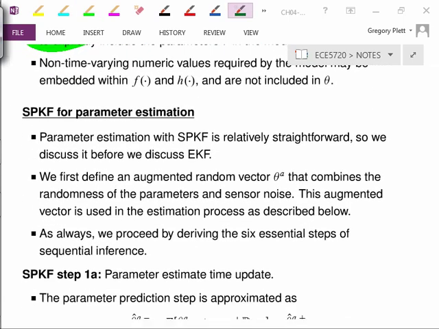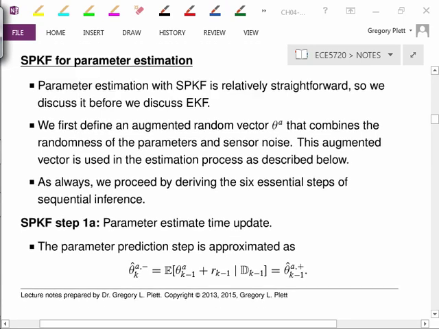Here we look at SPKF. Remember SPKF, I define sigma points, a set of vectors rather, where each vector is by itself kind of like a possible random outcome of your quantity that you're modeling, but together as a set, they describe overall the randomness of whatever you're modeling. So the mean of this set is the expected value of the random variable, and the covariance of this set is the covariance of the random variable.